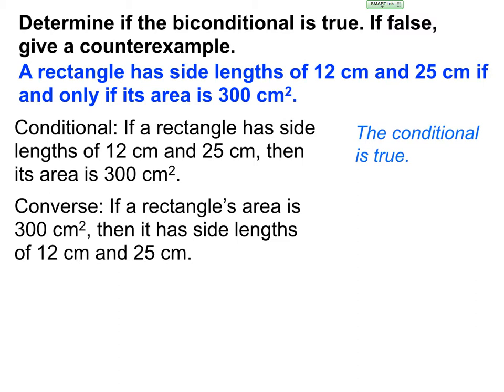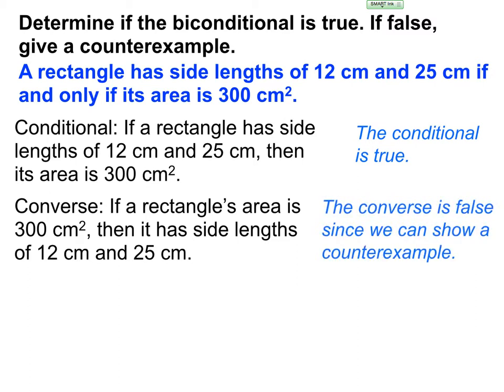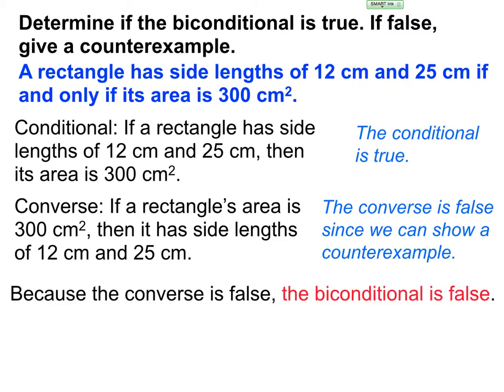And there could be others, maybe a 1 by 300 or a 2 by 150. There are such rectangles. So you can get a counterexample on that one, so that part's false. So the biconditional is false. And what's its counterexample? That 30 by 10 rectangle we were thinking of would work. Any question on thinking through that one?